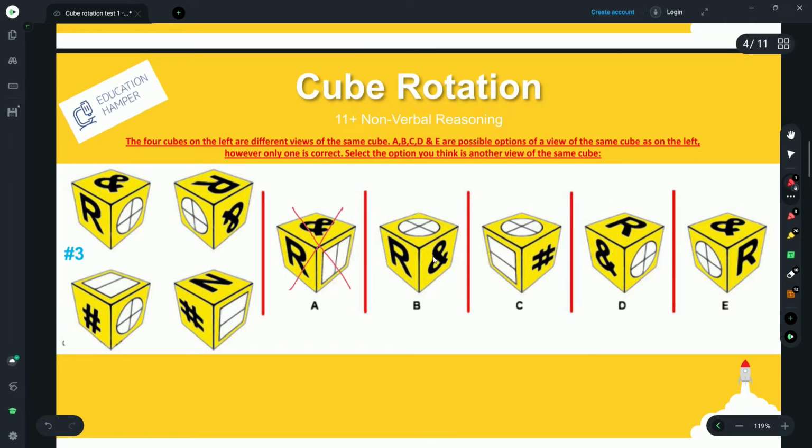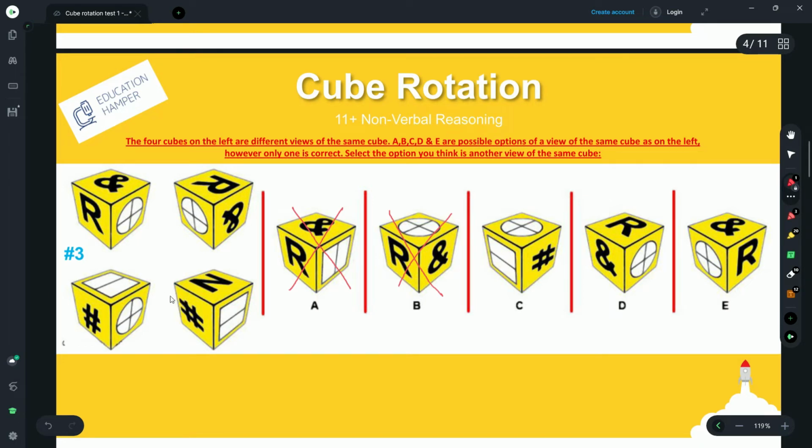Here we have the R and the and sign facing the circle, and we have R and and sign facing the circle here. But here we have the top of the R facing the circle, whereas this is the right-hand side of the R facing the circle. And also it's the side of the and sign facing the circle in both cases, and here's the top of the and sign. So this looks incorrect. So we can remove that as well. C, we have circle, square with a vertical line or horizontal line here, and hash sign.